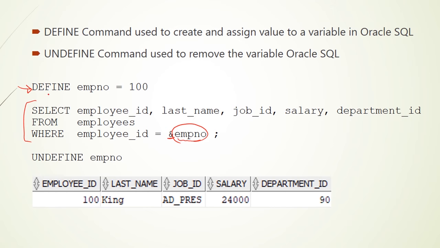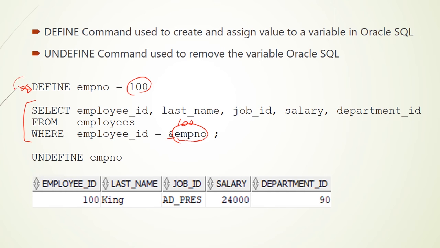But here, because we are using DEFINE emp_number = 100, Oracle will take the value 100 in the variable. So our select statement will be SELECT employee_id, last_name, job_id, salary, department_id FROM employees WHERE employee_id = 100. So instead of asking the end user to enter a value for the variable emp_number, Oracle takes the value from the DEFINE command. If you remove the DEFINE command here, Oracle will prompt the end user to enter a value for the variable. You can use the UNDEFINE command here, UNDEFINE emp_number, to remove the variable emp_number.